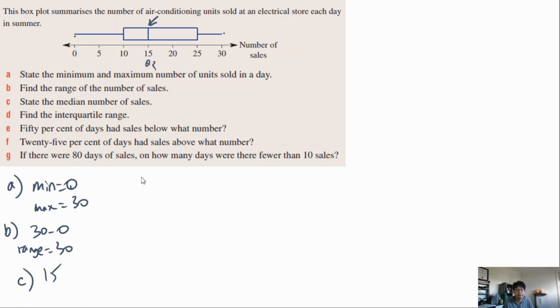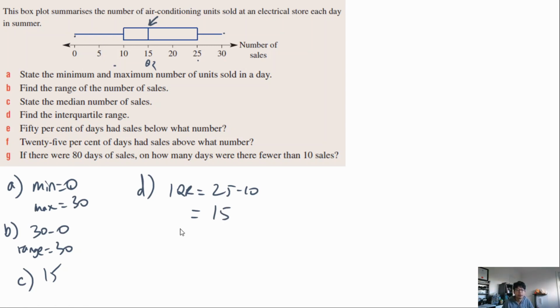Moving on to question D, find the interquartile range. So we need to look at either end of the boxes. That's Q3, the upper quartile, that's Q1, or the lower quartile. So IQR equals 25 minus 10 in this case, and that will give you a value of 15.